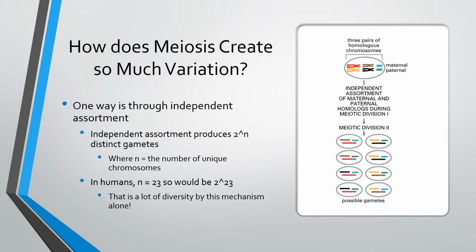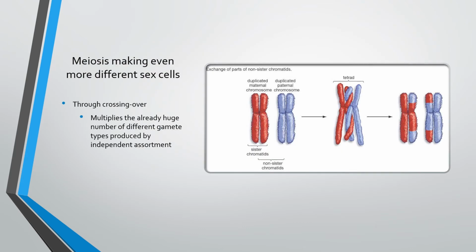This graphic here shows independent assortment of maternal and paternal homologs during meiotic division 1 through meiotic division 2, and the possible gamete outcomes. Meiosis making even more different sex cells through crossing over multiplies the already huge number of different gamete types produced by independent assortment. This happens because of the exchange of parts of non-sister chromatids.